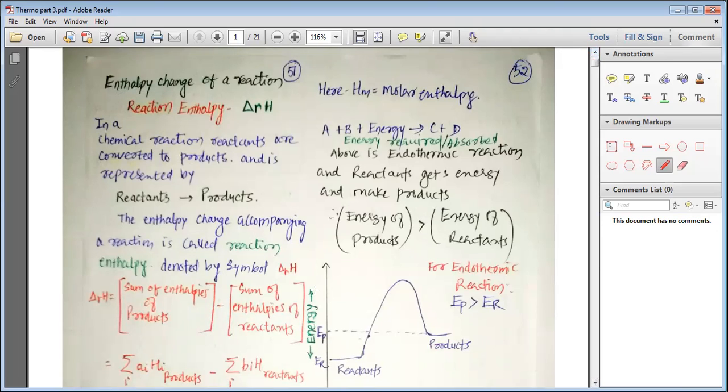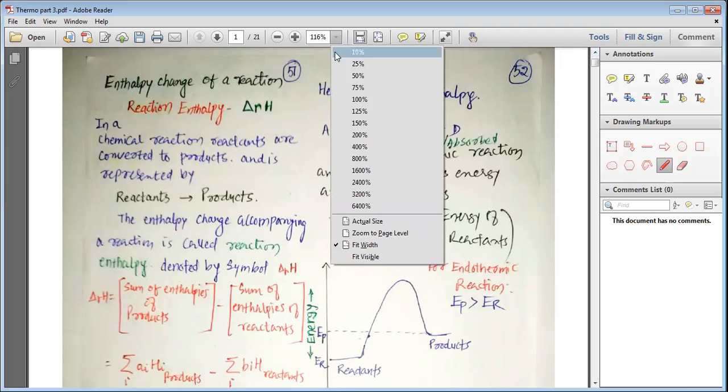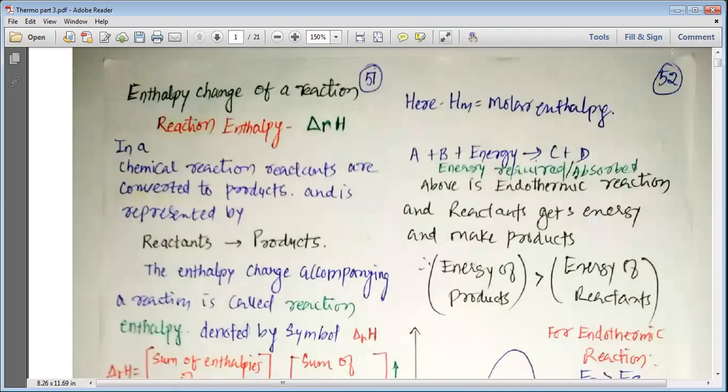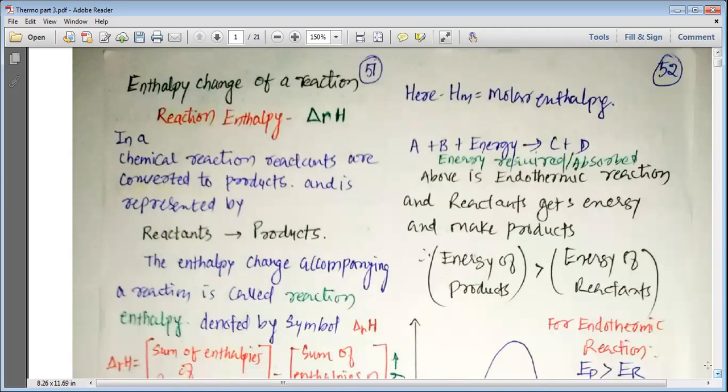Now, my dear students, today we want to study the enthalpy change of a reaction, or the reaction enthalpy. So today we'll study the thermochemistry part of thermodynamics, where we are going to study the various heat exchanges during chemical reactions. First, we should study the enthalpy change of a reaction, known as the reaction enthalpy, delta rH.